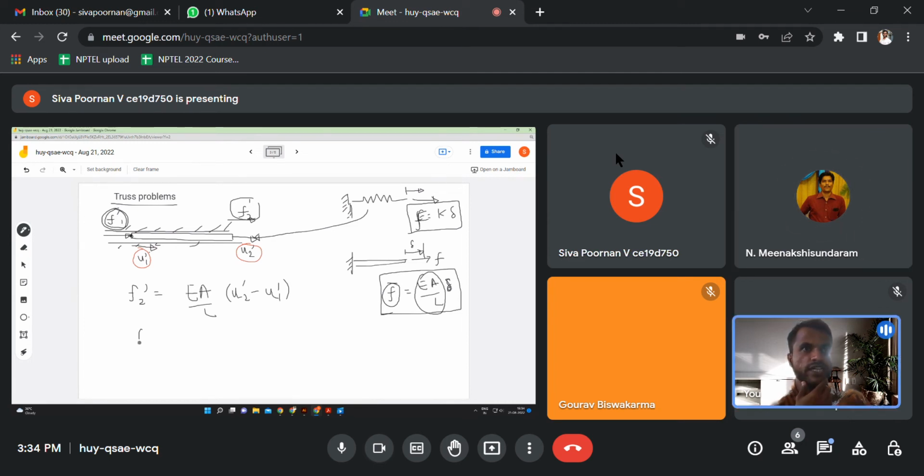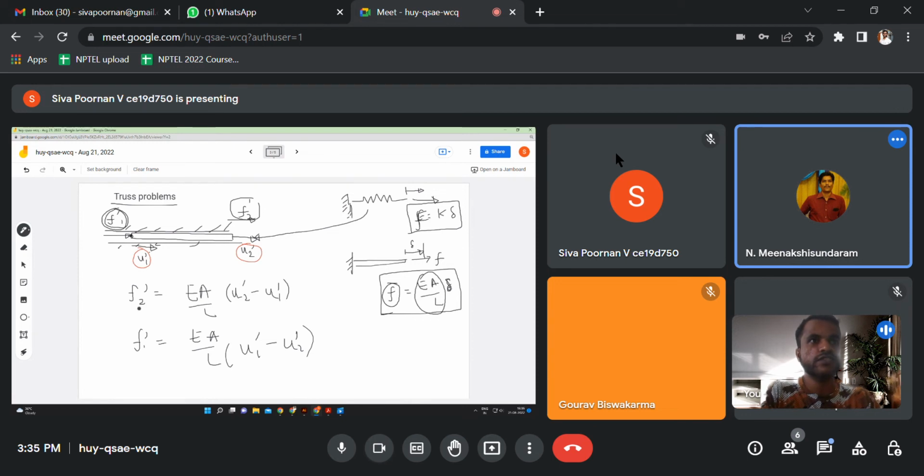I know that F1 dash should be equal and opposite to F2 dash, because only then will equilibrium exist in the structure, right? So F1 dash should be equal to minus F2 dash. That is all. What is minus F2 dash? I can copy from the previous thing and say EA by L times U1 dash minus U2 dash. That's it. So therefore I related both the forces to both the displacements.